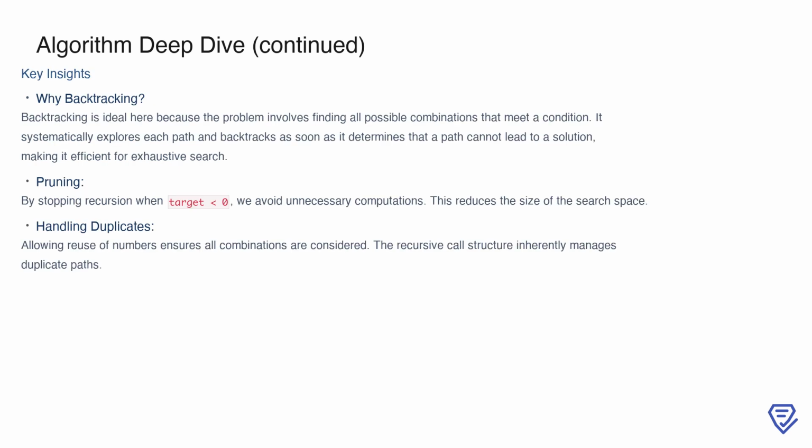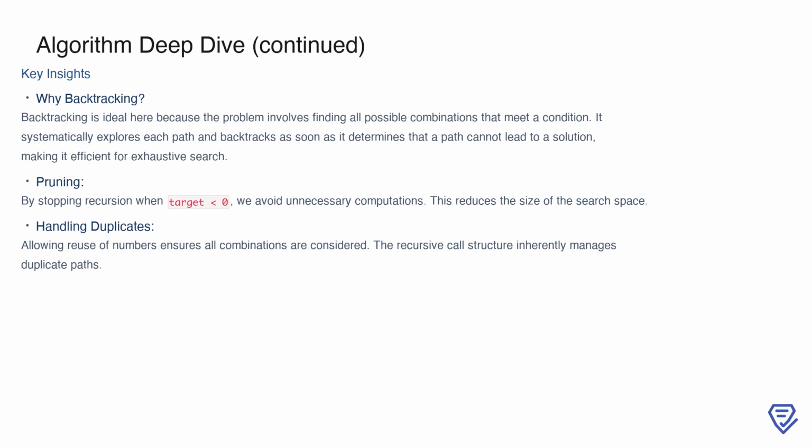Backtracking is particularly well suited for this problem because it allows us to exhaustively explore all combinations while avoiding unnecessary computations. The idea is to explore a path and backtrack as soon as we determine that it cannot lead to a solution, which keeps the process efficient. One key optimization is pruning. By terminating recursion when the target becomes negative, we eliminate invalid paths early, reducing the size of the search space significantly.